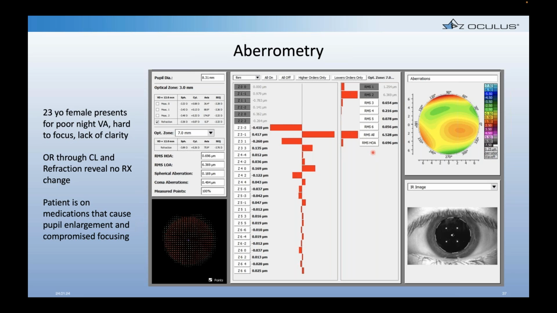Her residual HOA is almost 0.7. Certainly that's going to be visually significant. And we could help her understand that it's not just a change in prescription you need, it's more than that, and actually work through her medications even with her doctor to see if there's something else that she can use.